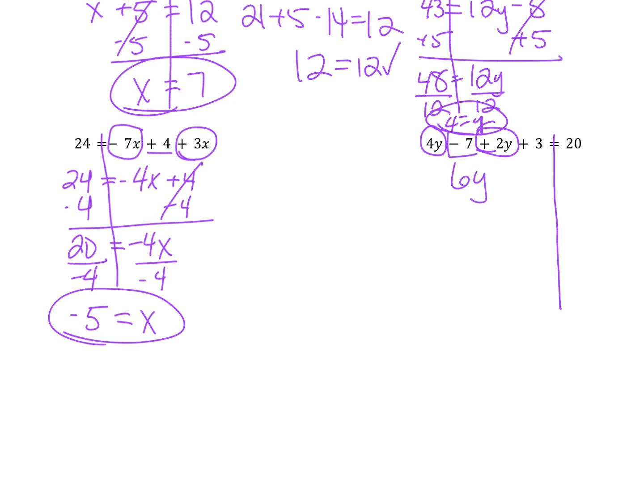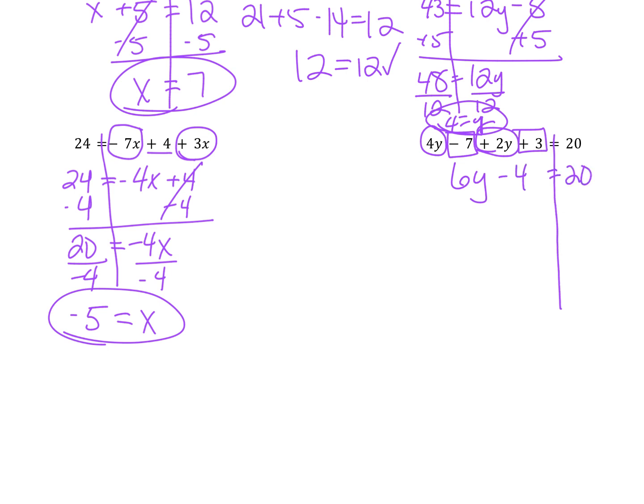Then here, I see I have this minus 7 and I have this 3. So those are what we call constants. That means they don't have a variable. Those are also considered like terms because neither of them have the variable at all. So we're going to combine those. Negative 7 plus 3 gets us to a minus 4. Bring down your equal sign and the 20.